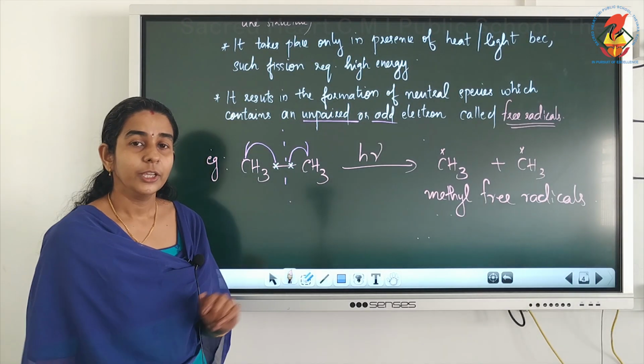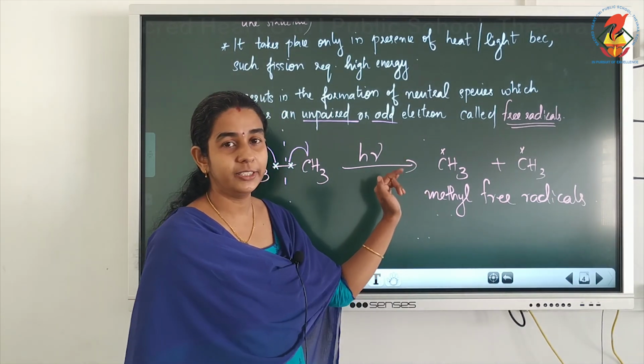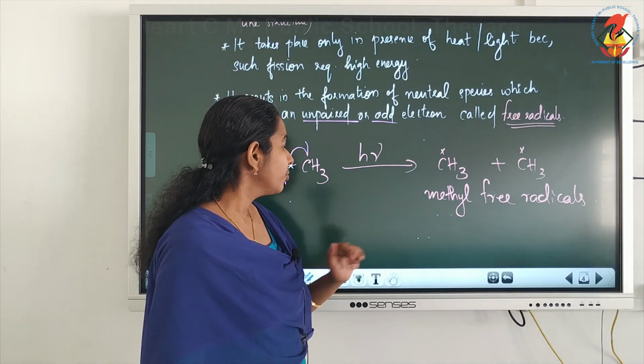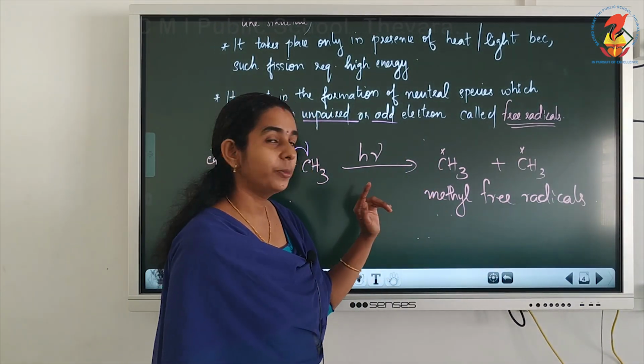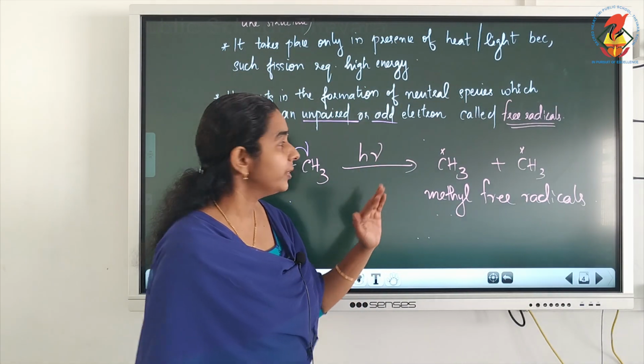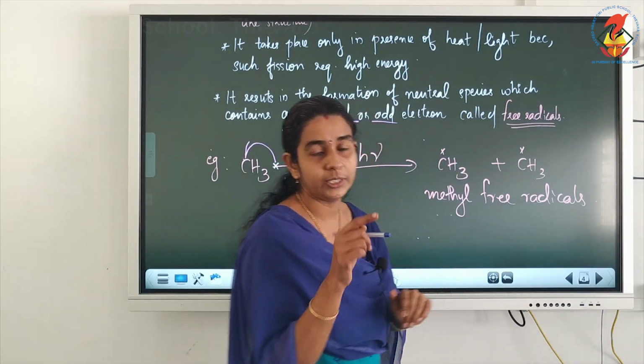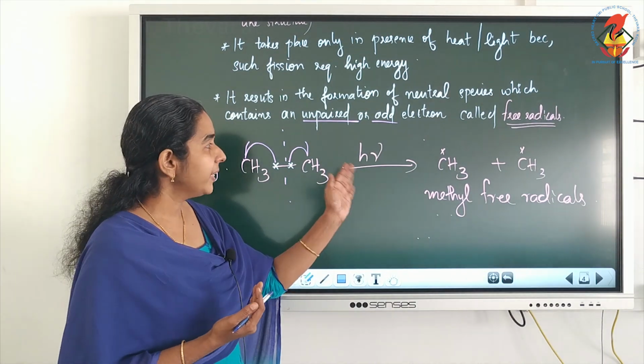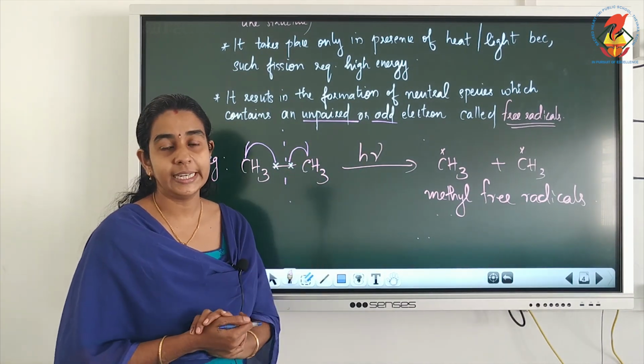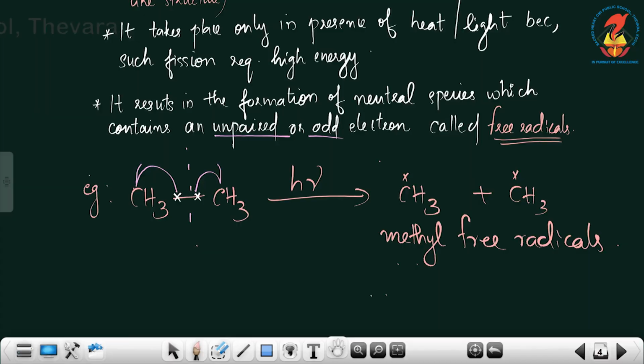It is better if you put a dot, but on this board it is difficult to put the dot. Here and there you would see so many dots, and it would be confusing for you. That is why I have used a cross. When you write the notes, better put dots to represent the electrons.